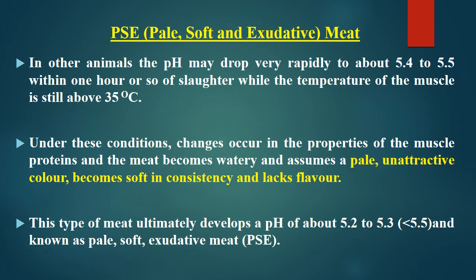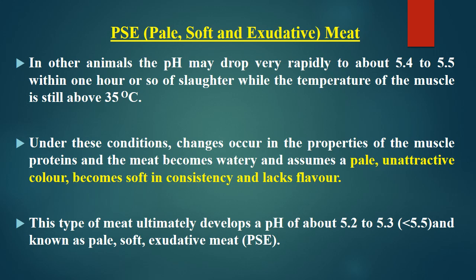So here is another abnormal condition. It is due to abnormal decline of pH leading to an abnormal quality of meat, that is pale, soft and exudative meat. So animals with pH may drop very rapidly to about 5.4 to 5.5 within 1 hour or so of slaughter, while the temperature of the muscle is still above 35 degrees Celsius. Under these conditions, changes occur in the properties of the muscle proteins, and the meat becomes watery and assumes a pale, unattractive color, becomes soft in consistency and lacks flavor.